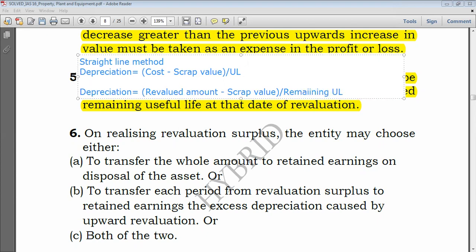The asset had a useful life of 20 years, 4 years have passed, and you have made a revaluation. You are remaining with 16 years. So use that revalued amount, use that 16 years and go forward. So that's what we do. Actually, I would like to make an illustration here.